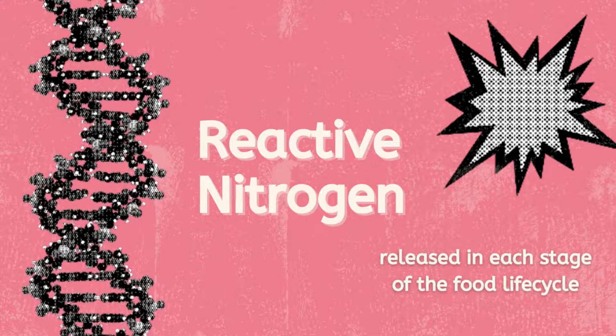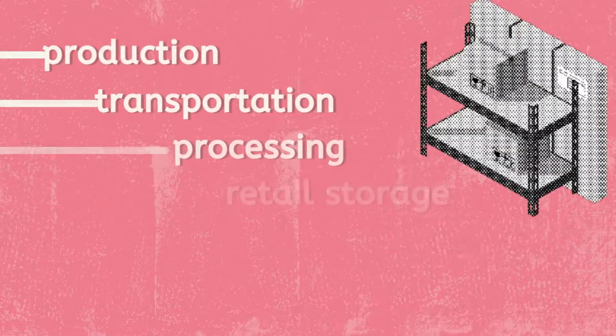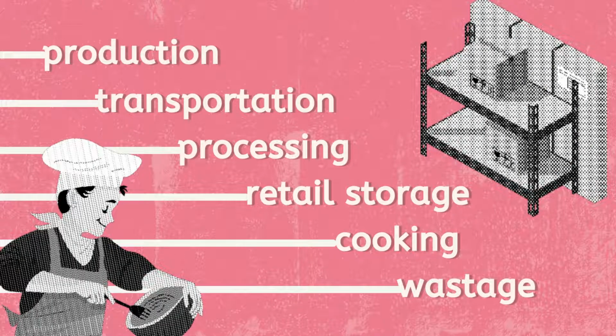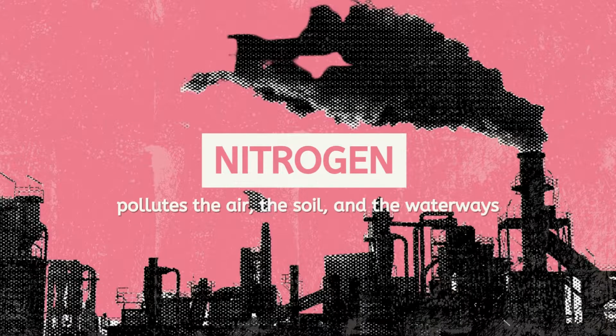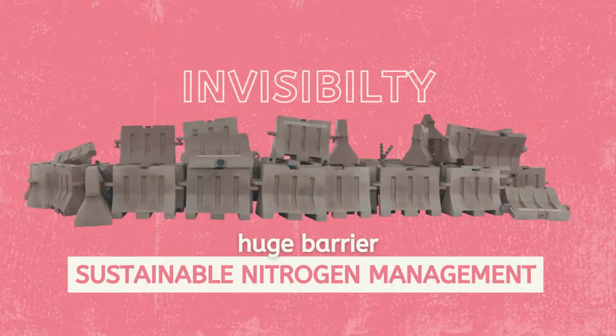Reactive nitrogen is released in each stage of the food life cycle, including production, transportation, processing, retail storage, cooking, and wastage. As much as 80% of the nitrogen input into edible and fodder crops is lost to the environment on its journey to its destination. Although it is invisible as we enjoy our food, this lost nitrogen pollutes the air, the soil, and the waterways of the world. This invisibility is a huge barrier to sustainable nitrogen management.